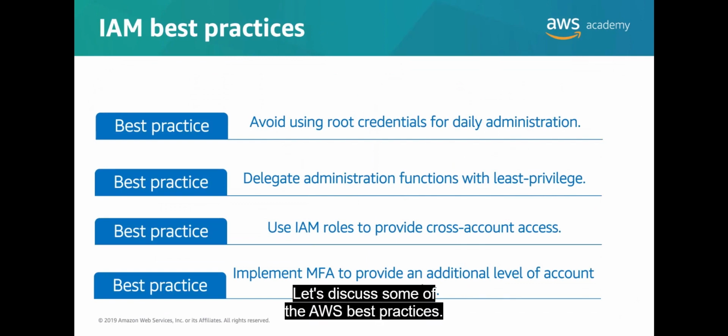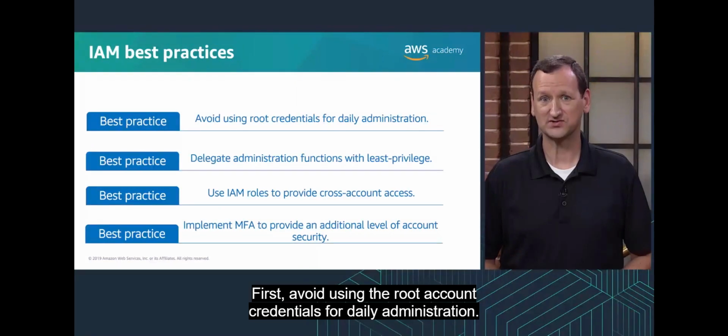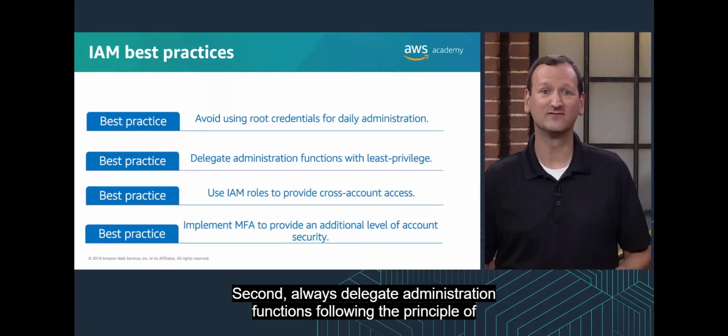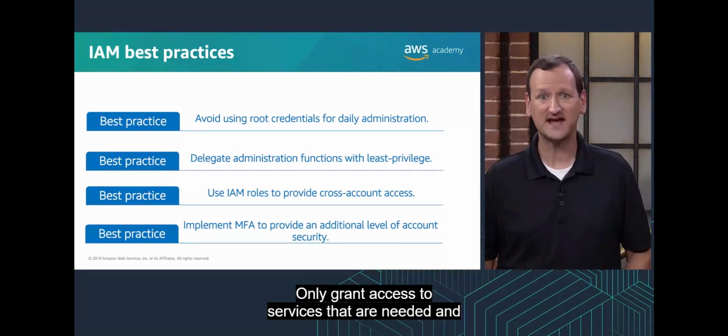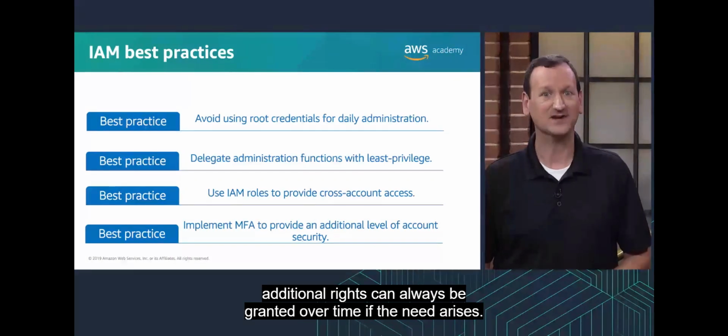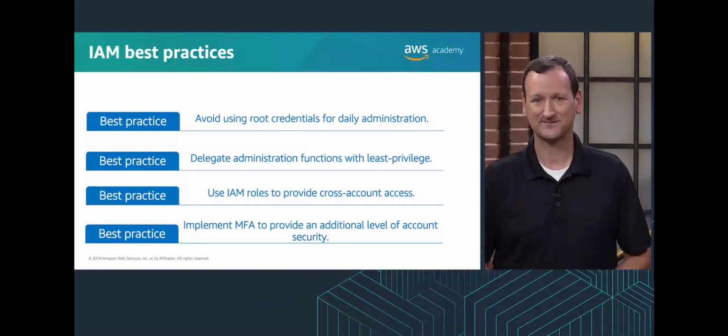Let's discuss some of the AWS best practices. First, avoid using the root account credentials for daily administration. Second, always delegate administration functions following the principle of least privilege. Only grant access to services that are needed and limit permissions within those services to only the parts needed. Additional rights can always be granted over time if the need arises. Finally, use IAM roles to provide cross-account access.